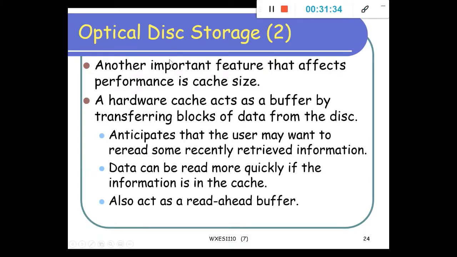Another important feature of the file format is cache size. A hardware cache acts as a buffer by transferring blocks of data from the disk. It anticipates that the user may want to reread some recently retrieved information, so data can be read more quickly if the information is in the cache. It also acts as a read-ahead buffer. The read-ahead buffer looks for the next block of info on the disk.